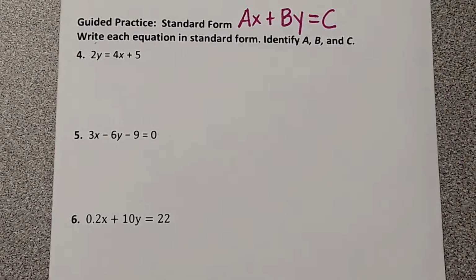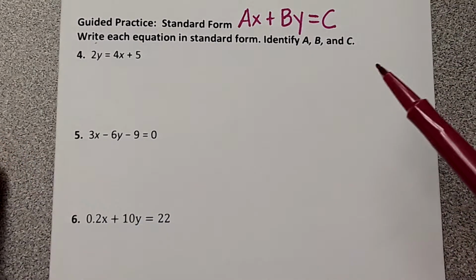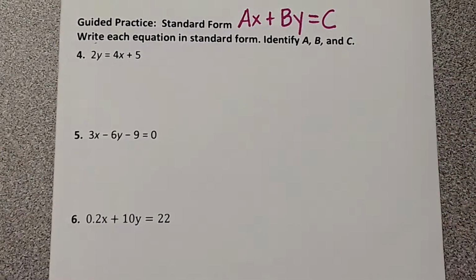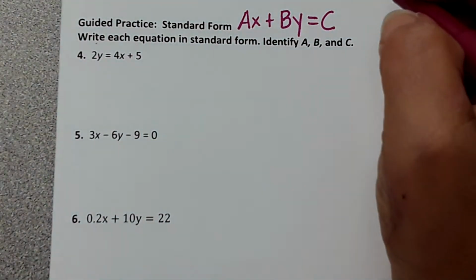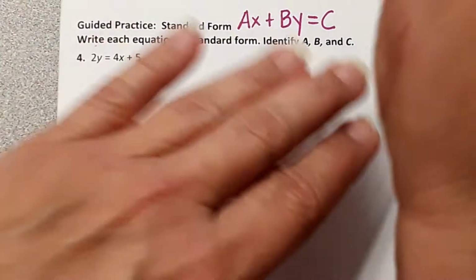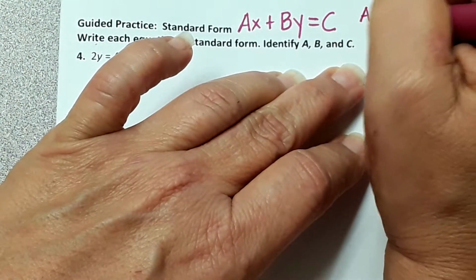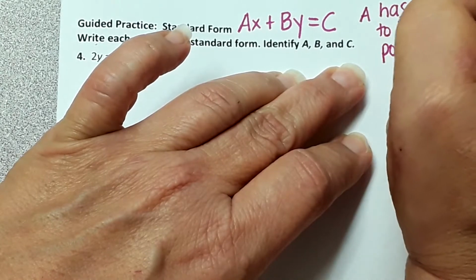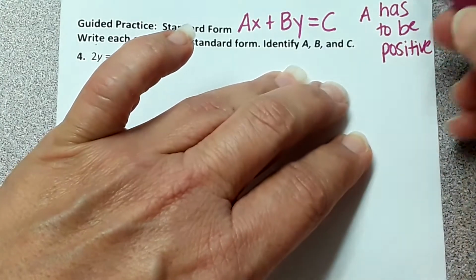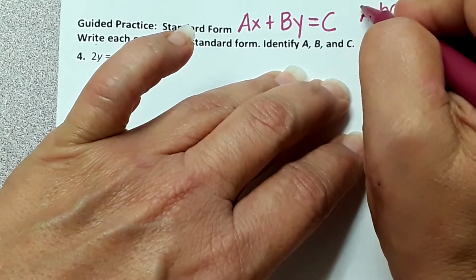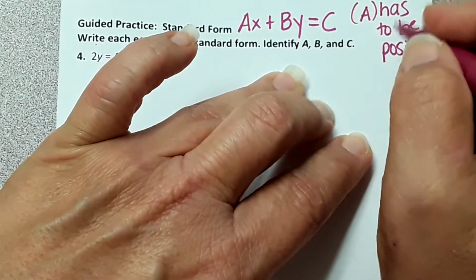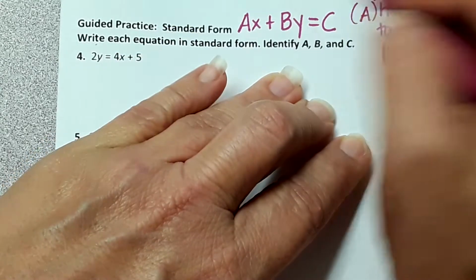So there's specific requirements. Two requirements exactly. For C, anything goes, but for A and B, A can't be a fraction. Okay, that's the first thing. A also can't be negative. So A has to be positive. That's the first thing, okay? This A has to be positive.